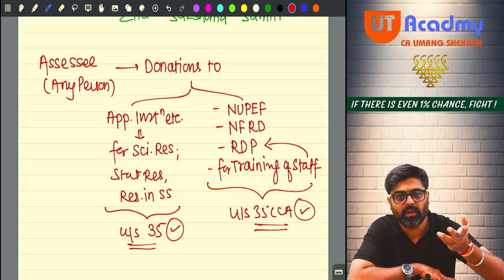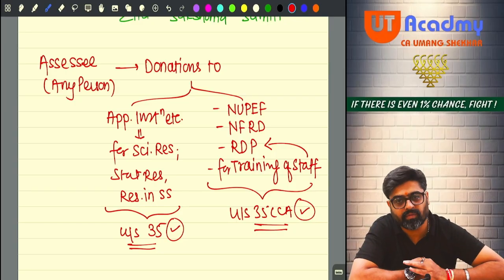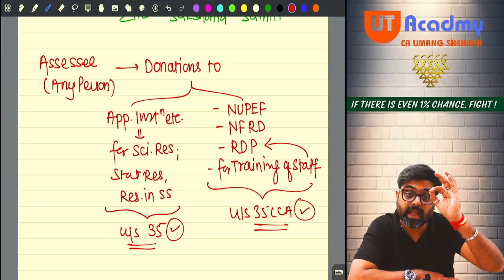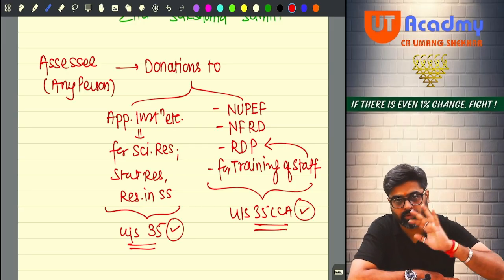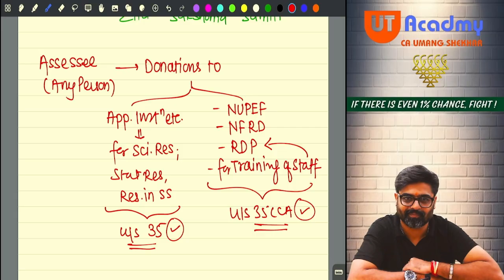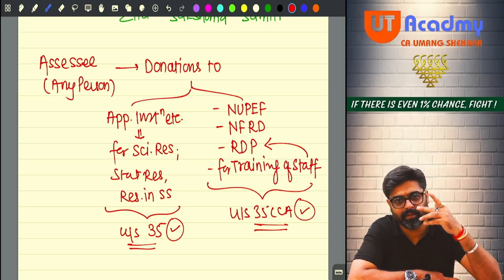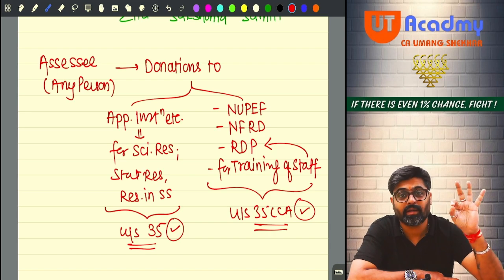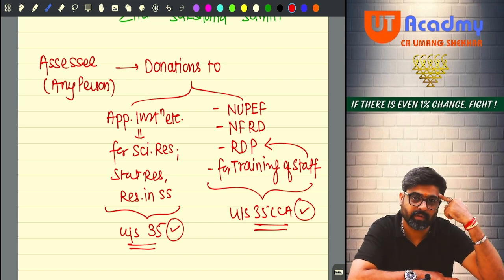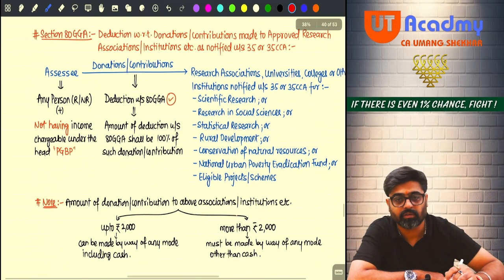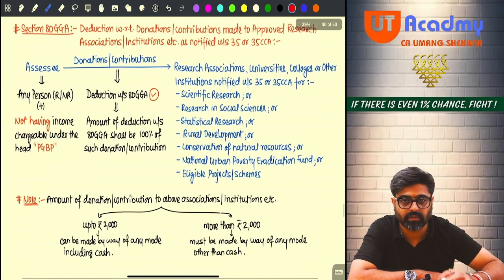A salaried individual has donated. Will he be able to claim 35 or 35 CCA? No. So for him 80 GGA will be applicable. How much amount? The entire amount donated will be allowed under 80 GGA. But remember, if the amount is up to 2000, any mode, just like 80G, any mode. Yes or no? But if the amount is more than 2000, then any mode other than cash. Will you remember, sir? This was your 80 GGA. Please read this part. Please do it fast.